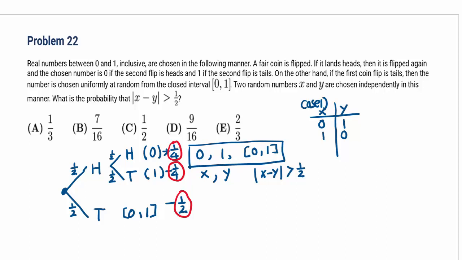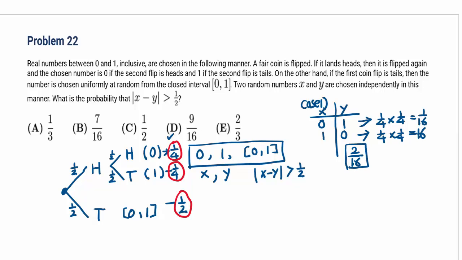Now check. To have x equals 0 and y equals 1, the difference is absolutely greater than 1/2. So what's the probability to have a 0? 1/4. To get the 1, also 1/4. It's going to be 1/16, and it's the same thing the other way around. So 1/16 plus 1/16 is 2/16. The probability to choose 0, 1 or 1, 0 will be 2/16. Okay, now check case 2.